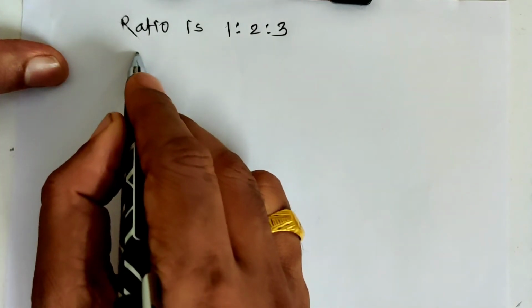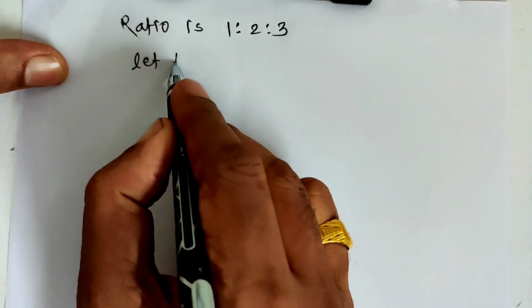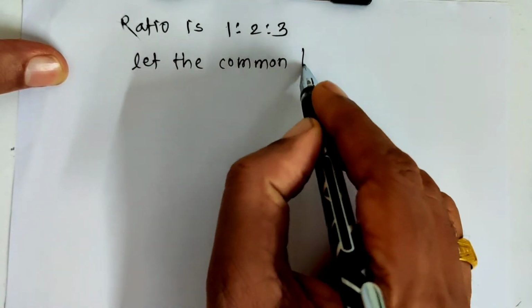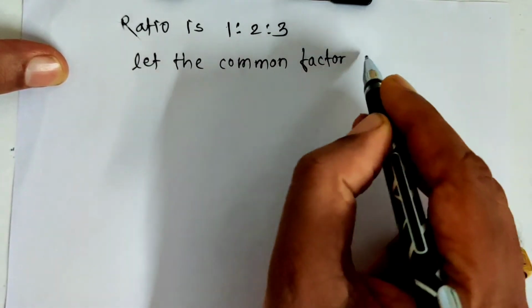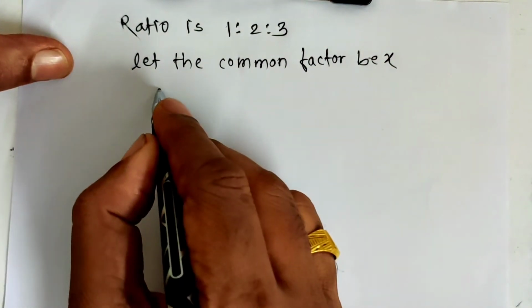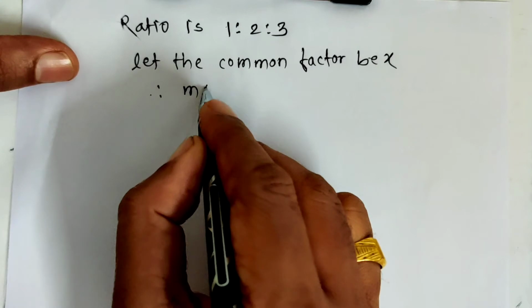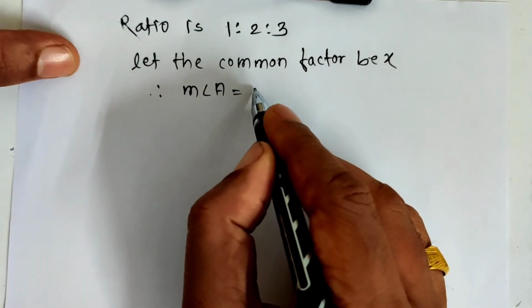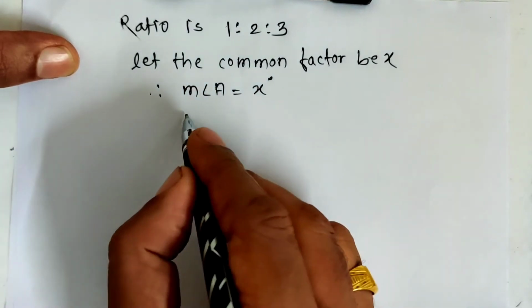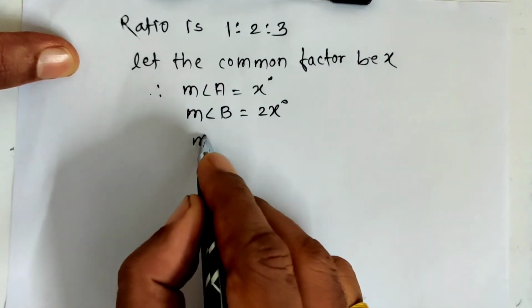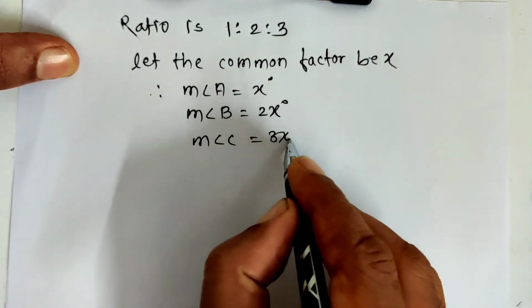So here let the common factor be x. ये कॉमन फैक्टर अगर x लेते हैं हम लोग, therefore measure angle A, अगर हम लोग triangle ABC लेते हैं, measure angle A is 1x degree, means x degree. Measure angle B is the second angle, that is 2x degrees. Measure angle C is 3x degrees.